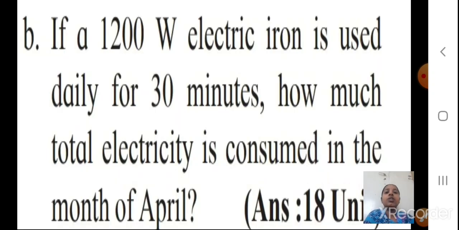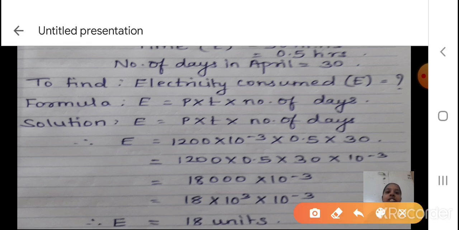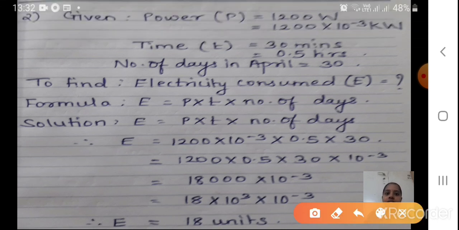If a 1200 watt electric iron is used daily for 30 minutes, so again power is given. How much total electricity is consumed in the month of April, we have to find. Okay students, now see here, power is given, as I told you. What is the power given to us? That is 1200 watts. So we have to convert it into kilowatts now.